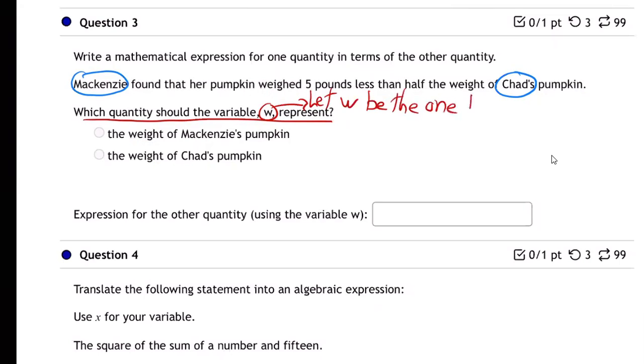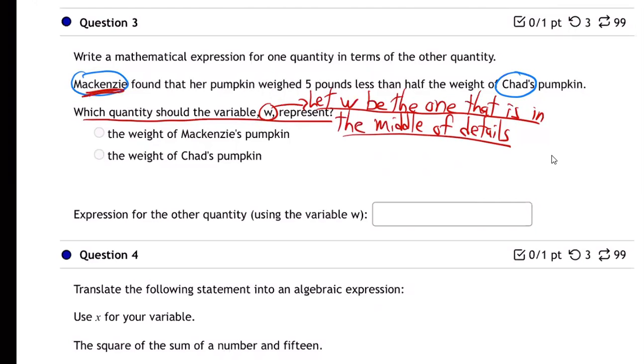Well, let W be the one that is in the middle of the details. You always want to let your variable, W or X or whatever it is, be the one that's in the middle of all the details. So is that Mackenzie or is that Chad? Well, that's Chad. We're going to let W be the weight of Chad's pumpkin. Why? Because that's the one in the middle of all the details. Just read the sentence and you can see that.